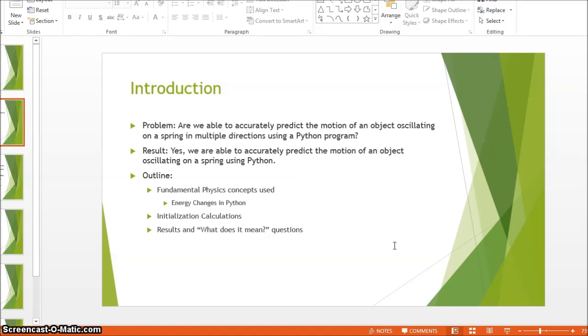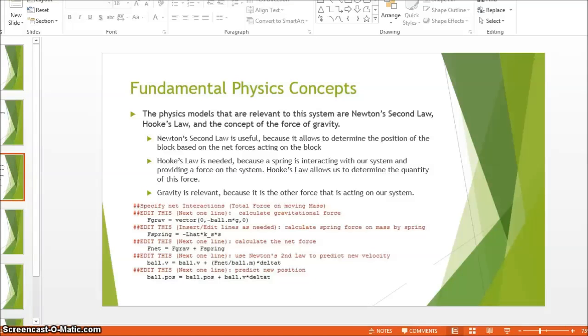To outline my report, I will first discuss the fundamental physics concepts used and the energy changes in Python. I'll also discuss the initialization calculations, and then I will finish with the results and the "what does it mean" questions. The physics models that are relevant to this system are Newton's second law, Hooke's law, and the concept of the force of gravity.